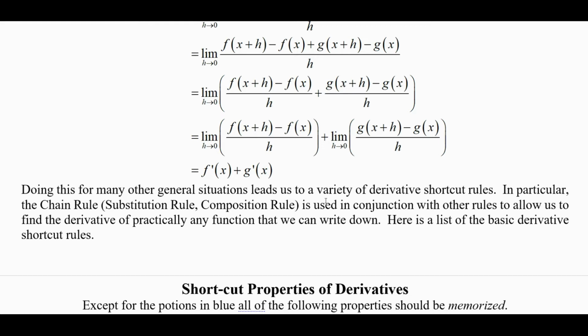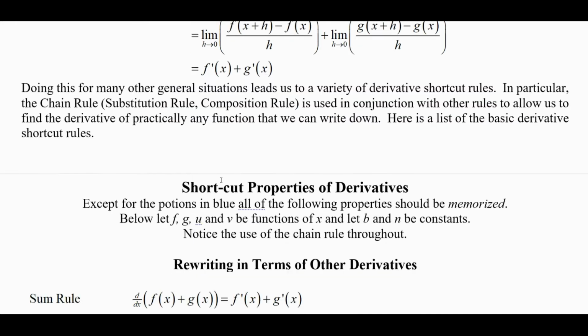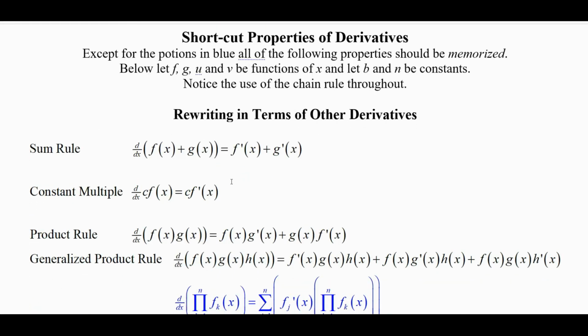And here's a list of some of those basic derivative shortcut rules. You should have these memorized, at least everything that's in black, maybe not the blue parts, but the black parts you should definitely have memorized. Below, f, g, u, and v are functions of x, and b and n are constants. And I've done substitutions, so the chain rule kind of permeates things here.